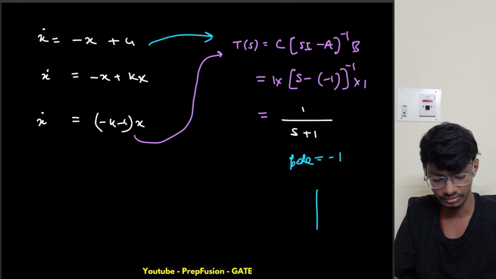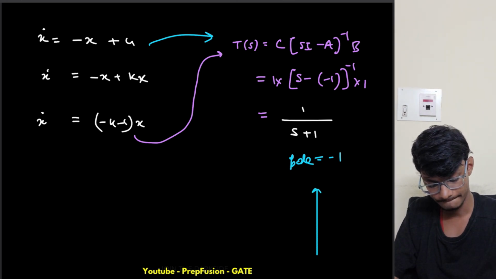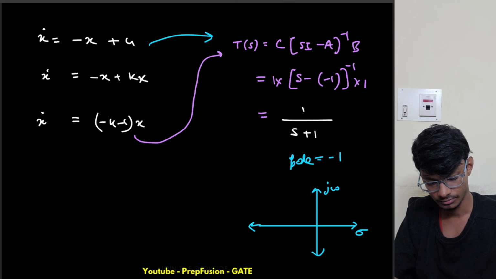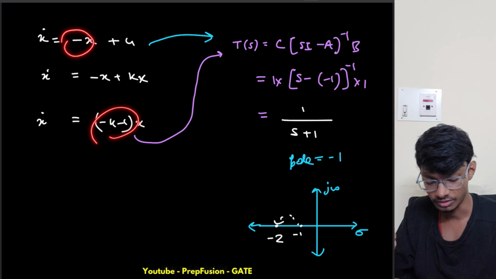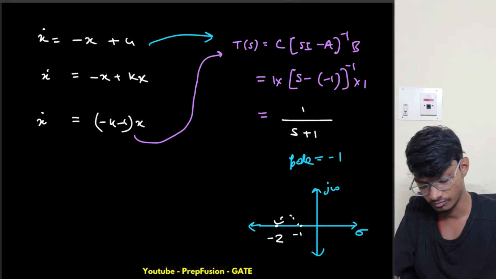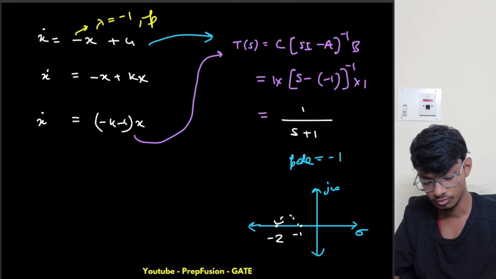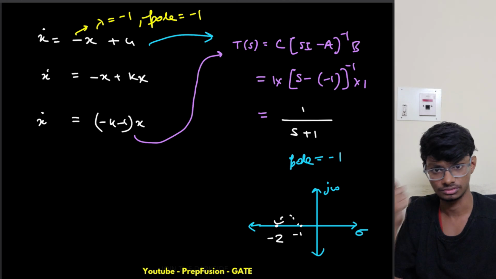From -1 I have to shift it to -2. On the j omega and sigma axes, this is my -1 pole and this is my -2, so I have to shift it like this. What is the eigenvalue of this one? It is -1. Lambda for this one is -1, so what will the pole be? The pole will simply equal lambda, which is -1. It's simple like that only.